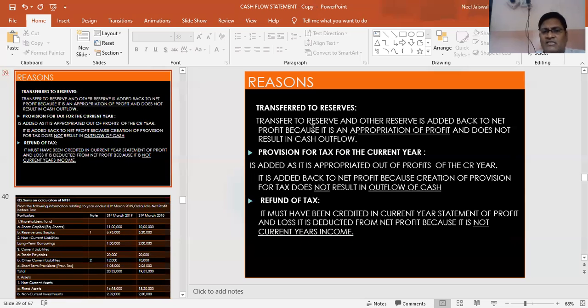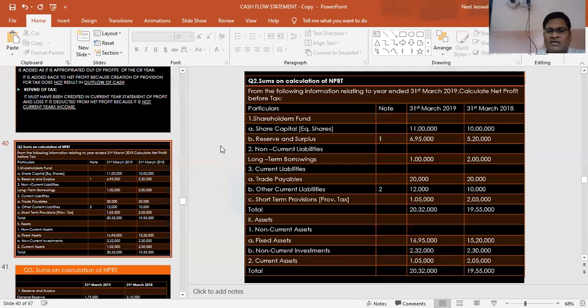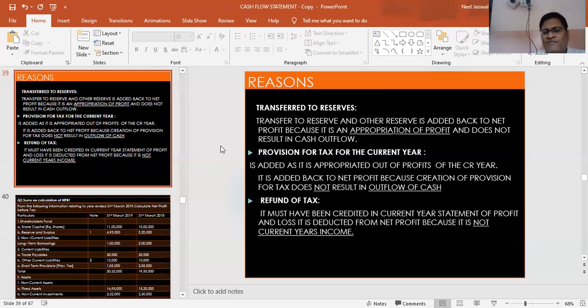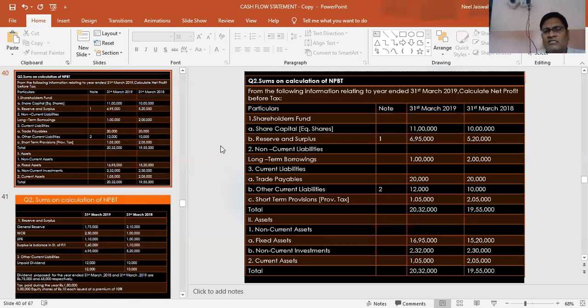Whatever we have transferred to reserves, we add back because it has reduced my surplus profit, reduced my appropriation. So in order to find out the net profit after appropriation, that is profit before tax, you have to add back these reserves. Any refund that we have made also needs to be subtracted. So that was already told.